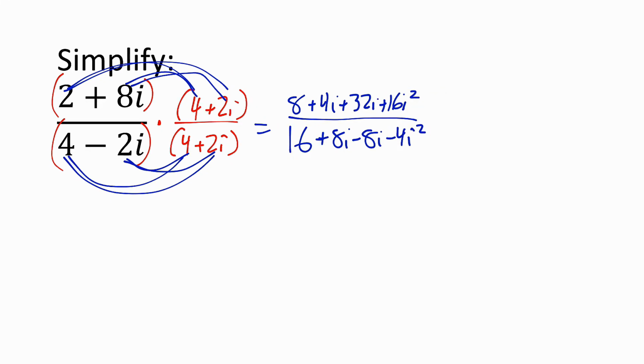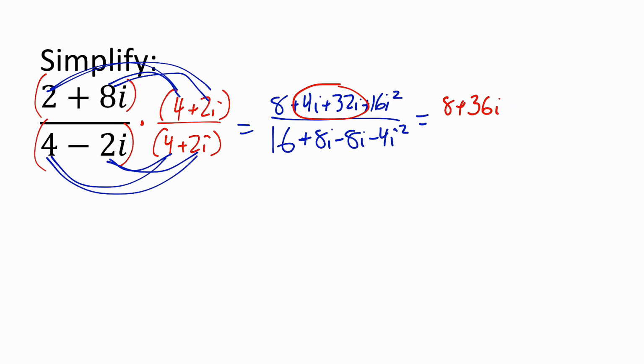Cleaning this up a little bit, in our numerator we've got 8, that's all by itself so far, plus 4i plus 32i. These two we can combine, giving us plus 36i. And then that 16i squared, remember that's plus 16 times negative 1, in other words, minus 16. In our denominator, we've got 16. Then we have plus 8i minus 8i. They cancel out. That's the beauty of using the complex conjugate. Those i terms should cancel out.